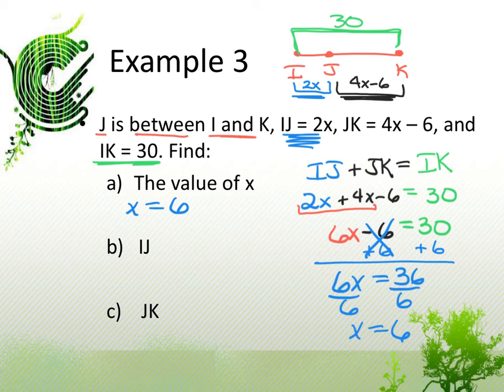Now they want me to find the length of IJ. So they actually want me to come back up and figure out how long this is. So I just found out what x equals. So I'm going to take IJ equals 2x from the beginning of the problem. And now I'm going to substitute and take out the letter x, put in the 6. And the length of IJ is 12.